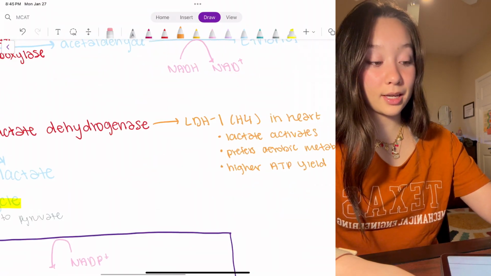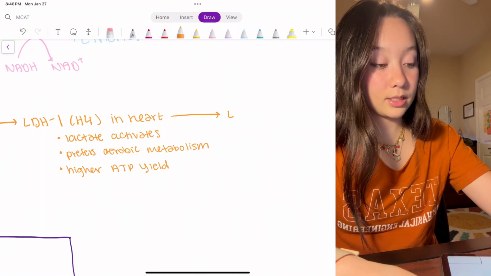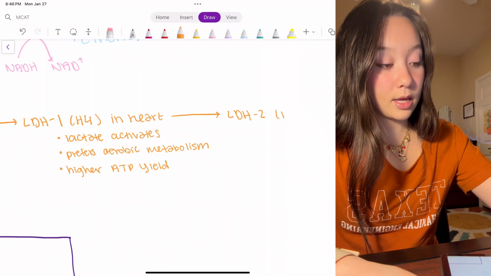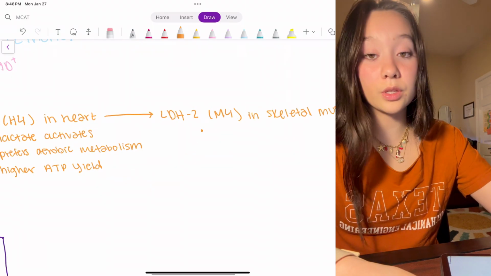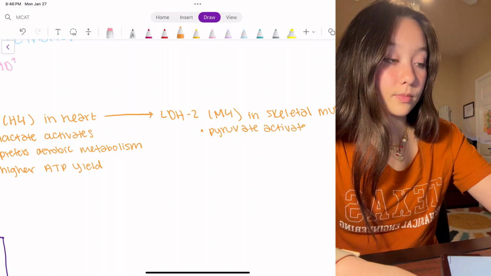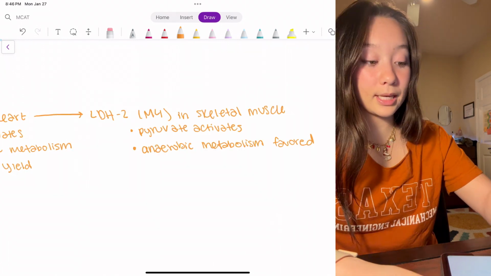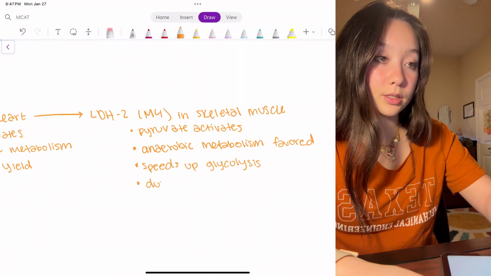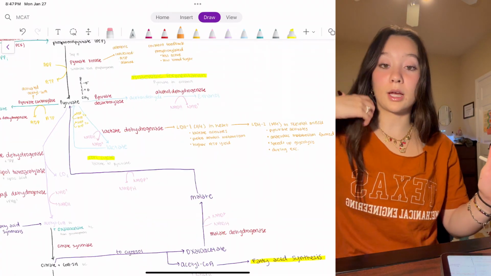Now, the second kind of this enzyme is lactate dehydrogenase 2, also known as M4, and this is in skeletal muscle. For this one, pyruvate activates it. It favors anaerobic metabolism. It speeds up glycolysis, and this occurs during exercise. Okay, so that is all it is for the different types of lactate dehydrogenase.